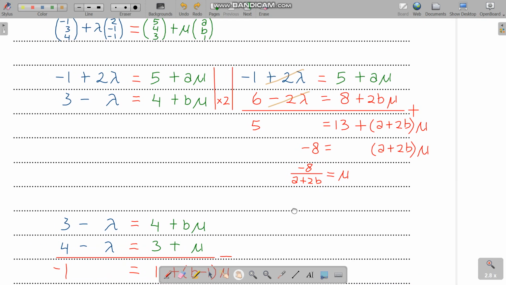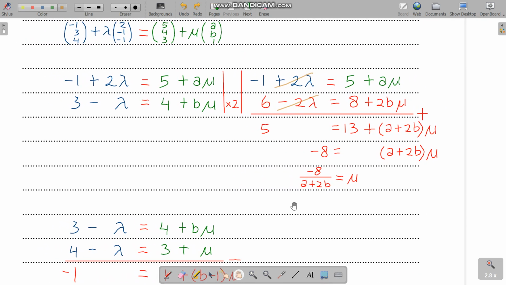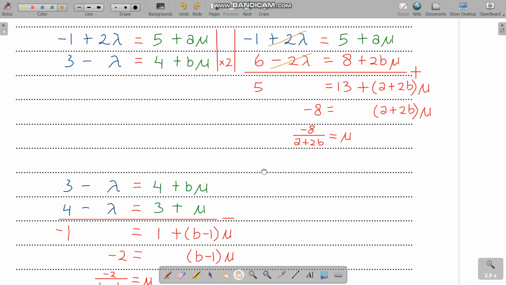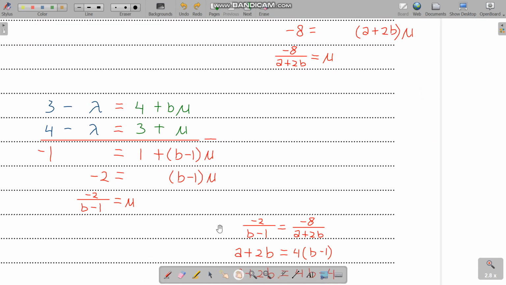So now we do the same thing but with another combination of two equations. We are still using the y component, but now we are using the z component for the next equation here. Okay, so we use the z component, and again we find mu equals something in terms of a and b.